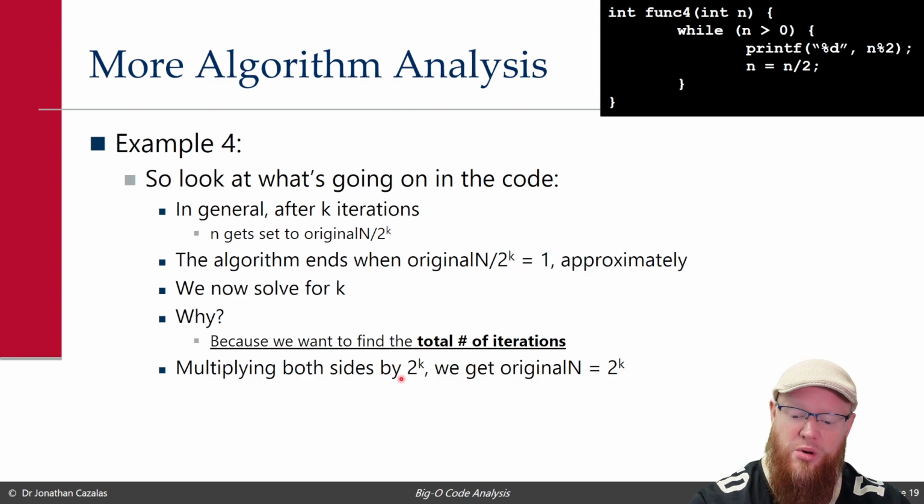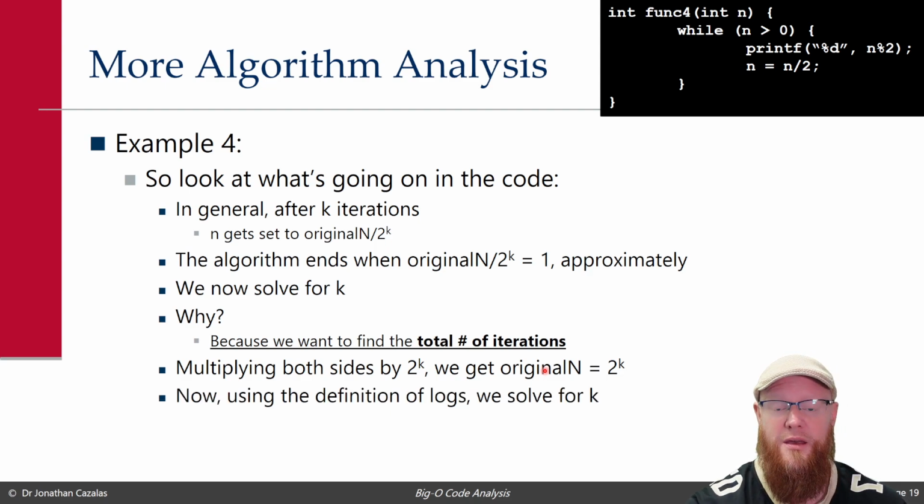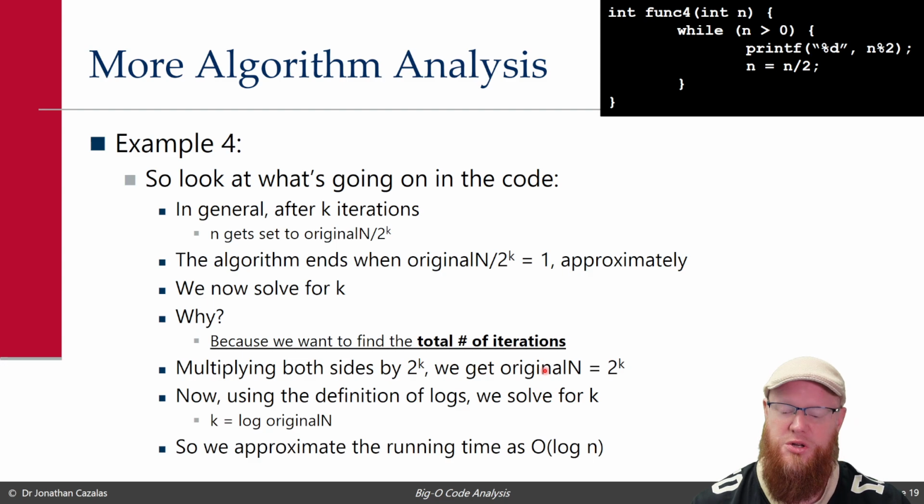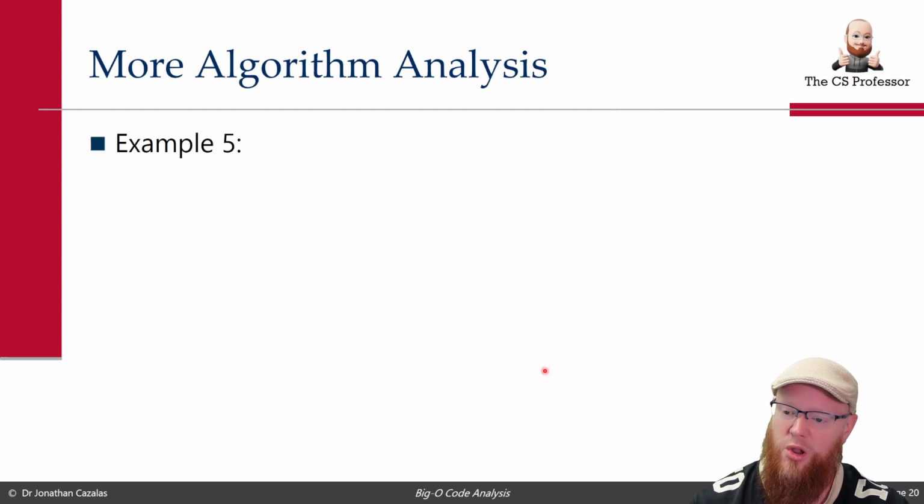So you multiply both sides by 2 to the k, and you get original n equals 2 to the k. You have to use log to solve this. We've seen that before. And ultimately, we get k equals log base 2 of original n. So we can approximate this algorithm as O of log n.